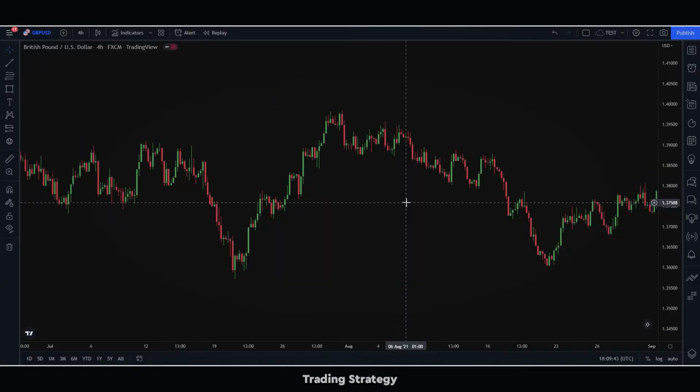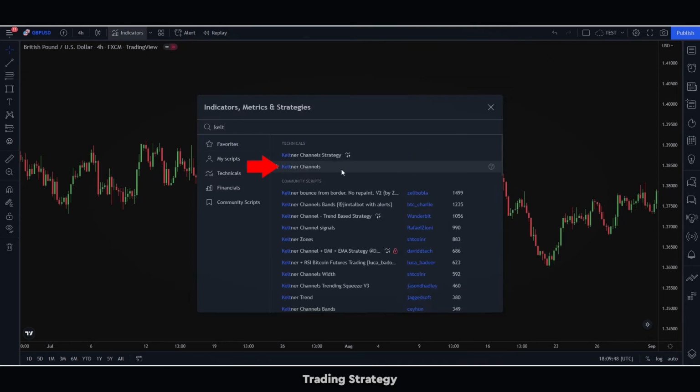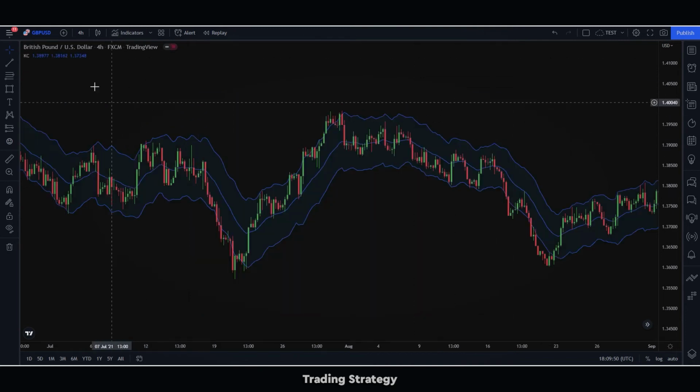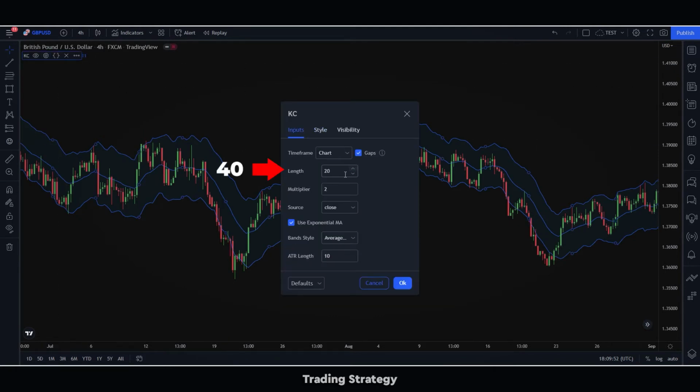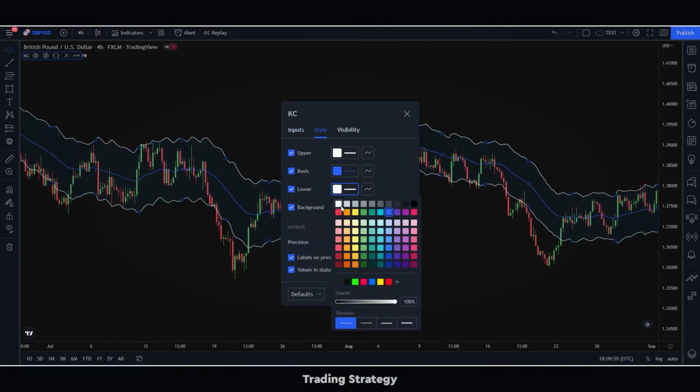The first thing you will have to do is select the Keltner Channels Indicator. This is a classic indicator that measures price volatility. This indicator, we will put it with a period of 40. And we will change the color of the bands to white and the color of the central moving average to green.